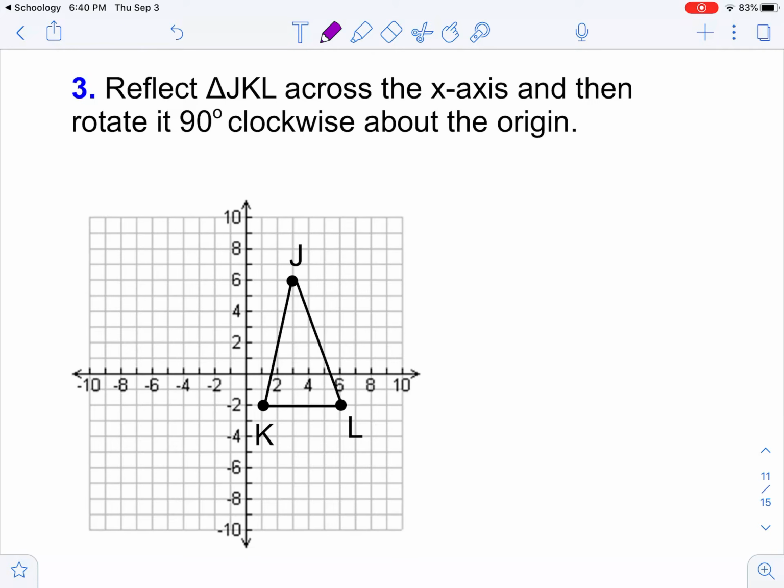Okay. Next one, reflect JKL across the x-axis, then rotate. So I'm going to start with my x-axis reflection. So here's my x-axis. All right, let's start by reflecting all of the points over the x-axis. So K is 2 below. I'm going to go 2 above for K prime. L is 2 below. I'm going to go 2 above for L prime. And J is 6 above. I'm going to go 6 below for J prime. Dashed lines to connect them.